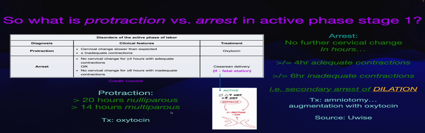So protraction of this first phase, this latent phase, is defined as greater than 20 hours to get from 0 to 6 in a nulliparous patient, or greater than 14 hours in a multiparous patient. And naturally it follows that the treatment would be oxytocin to increase the strength of those uterine contractions, get some pressure from the fetus on the cervix, and get to that 6 centimeters of dilation that we're looking for.